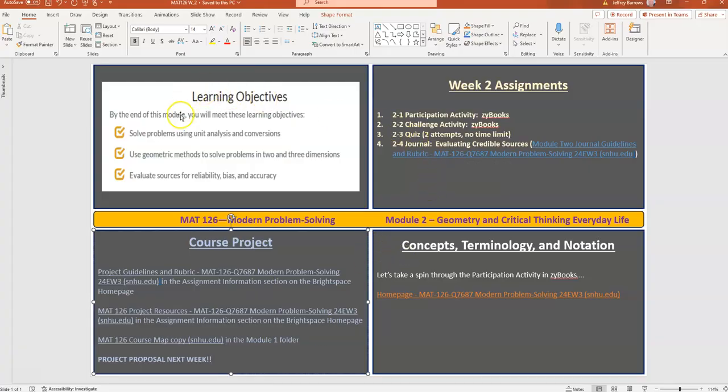So that's the learning objectives and the week 2 assignments. Down here in the bottom left, I've left this emphasis on the course project. These top 3 links are the same links that I talked about last week. If you've got 15 minutes to spare this week, I would recommend that you take a spin back through these links and make sure you're getting your mind squared away towards approaching this project.